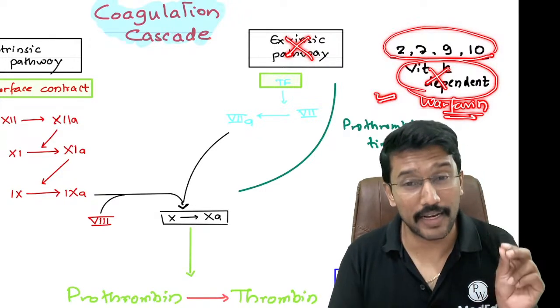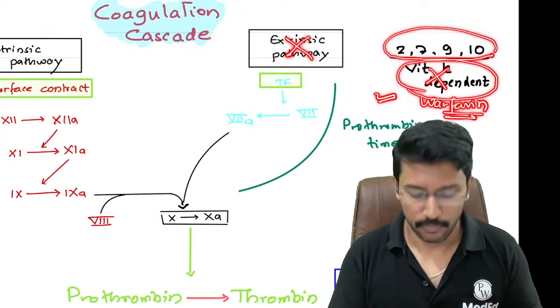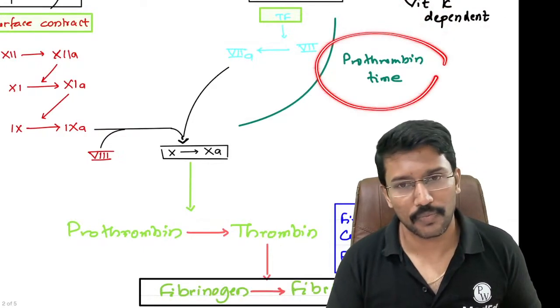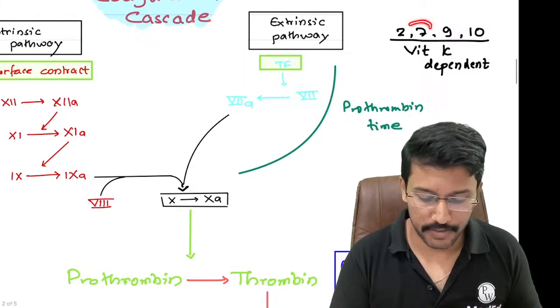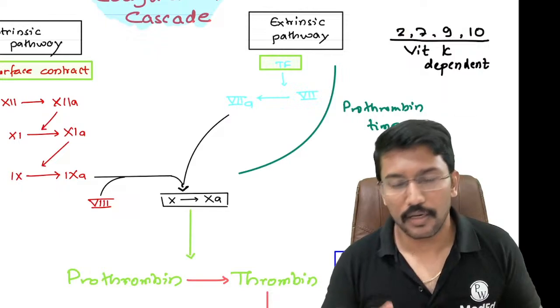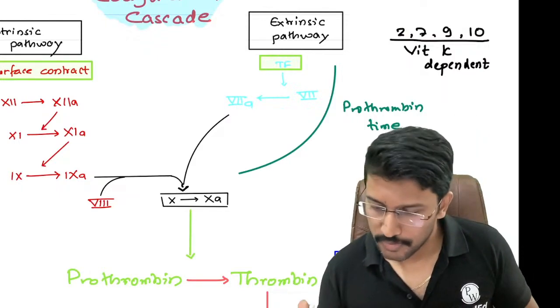And whether we are giving the right dose of warfarin or not, how do we assess? By looking at the prothrombin time, right? Because prothrombin time will be affected whenever the factor 7 levels will be decreased. Cool. So Samantha was absolutely right.